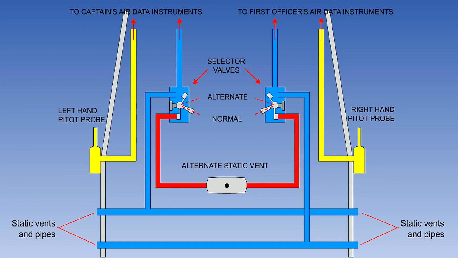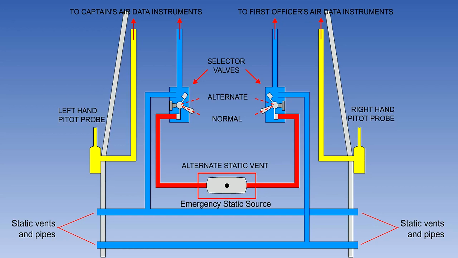Finally, in this lesson we will look at a full pitot-static system. In diagrammatic form, the system is illustrated here. We can see that the two pitot systems colored yellow here function independently of each other, as do the two static systems which are colored blue here. Although the captain's and first officer's systems are usually independent of each other, they each sense pressures from both left and right sides of the aircraft.